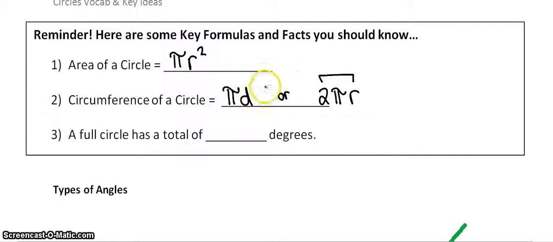It's just diameter. So these are the same thing. Now, the last fact you need to know is that a full circle has a total of 360 degrees.